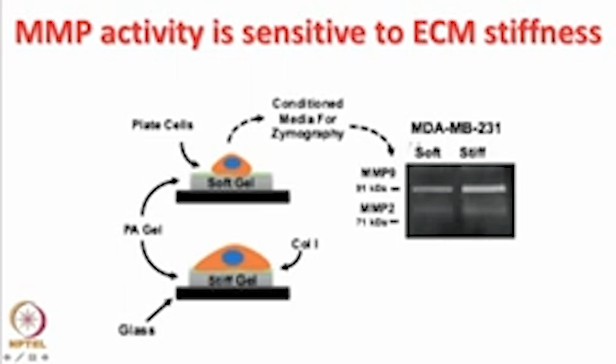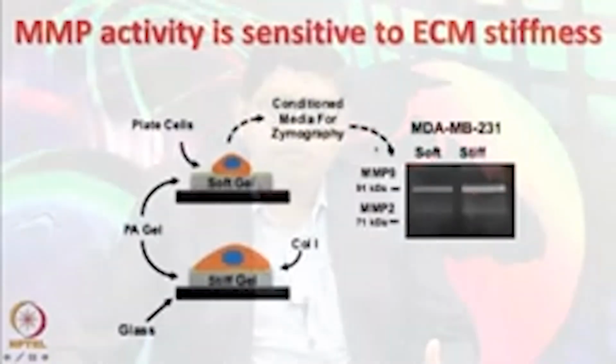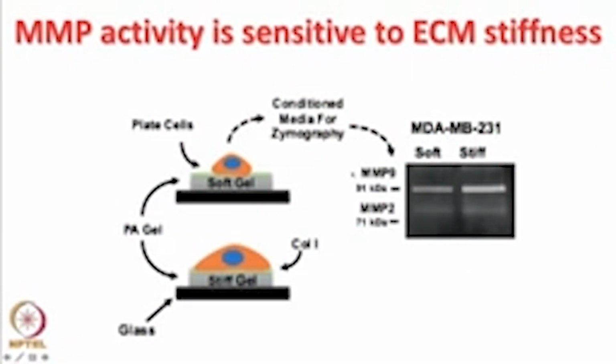So, what you see in this particular case, there are two bands corresponding to 91 kilodaltons and a much weaker band at 71 kilodaltons. These correspond to MMP 9 of 91 kilodaltons and MMP 2 of 71 kilodaltons. So, what you see is in both of these cases there is a stiffness dependent modulation of this MMP activity. This suggests that the cells not only sense the matrix properties, in this case the stiffness, but have accordingly modulated the extent of MMP secretion that you detect via this activity assay.